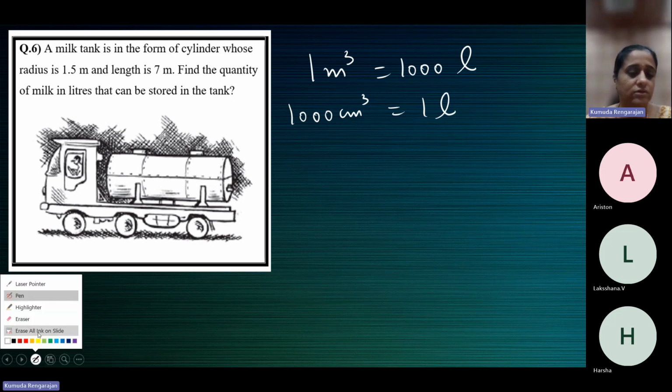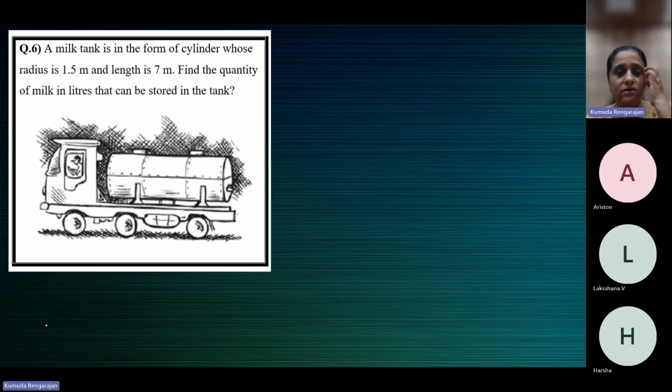Okay, so here we have to find the volume of the tank. That we'll get in meter cubed. Why? Because the radius is in meters and the height of the tank is also in meters. So the volume will be in meter cubed. Now we have to convert this volume, which is in meter cubed, to liters. That's all. Find the quantity of milk in liters. We'll find the volume in meter cubed, and using this conversion we just saw, we'll convert the volume in meter cubed to liters. That's all.